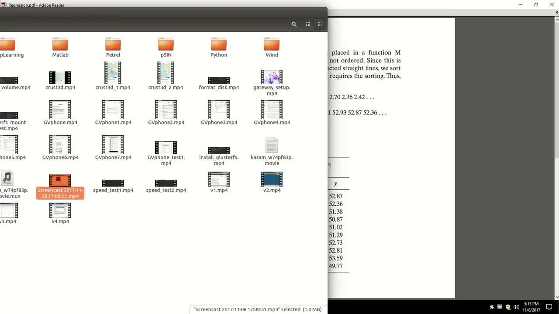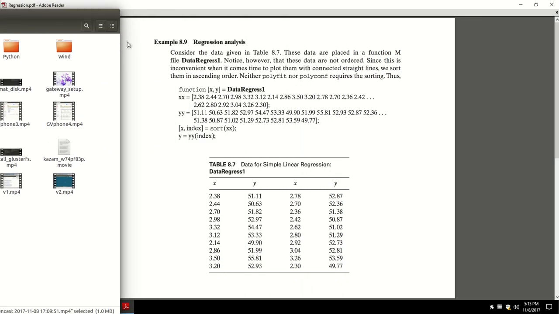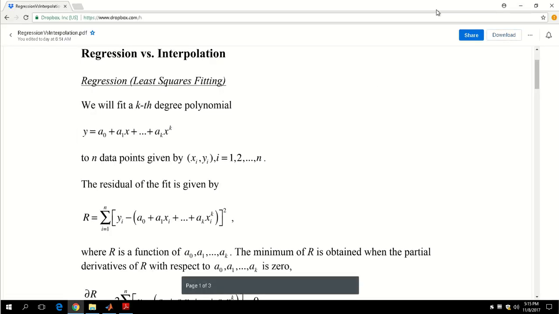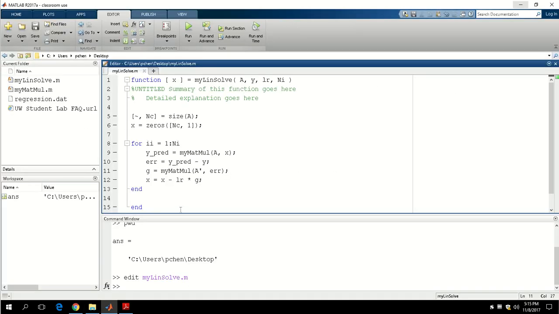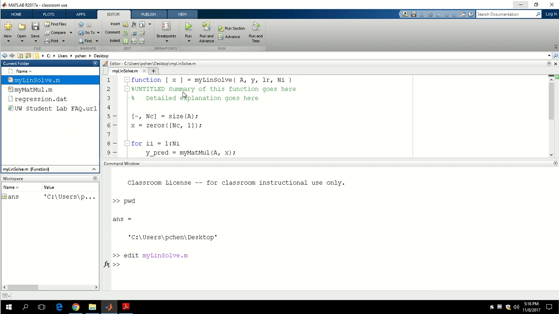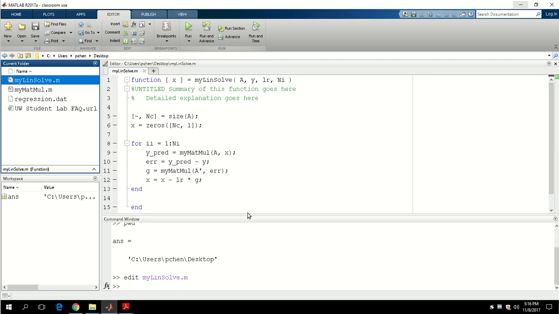And so in this video, let's try to solve the regression problem by using our own linear system solver that's called matlab19. The first thing we're going to do is to import the data into our workspace. We have matlab19, that's our own linear system solver that's based upon the steepest descent algorithm. We have been using this algorithm before to solve linear systems.